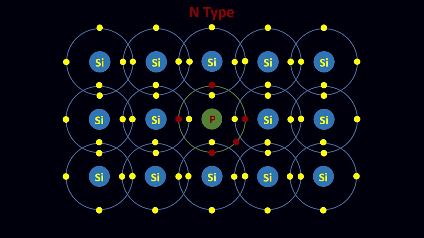Similarly, in N-type semiconductors, we add pentavalent atoms to pure semiconductors. These atoms have 5 valence electrons, and when they make covalent bonds with silicon atoms, one free electron is created. So by adding pentavalent impurity, we increase the number of free electrons in the semiconductor and increase its conductivity. These pentavalent atoms are also known as donor atoms, as they are donating one extra electron. In N-type semiconductors, electrons are in excess, so they are called majority carriers, while holes are known as minority carriers. Examples of pentavalent atoms are arsenic, phosphorus and antimony.